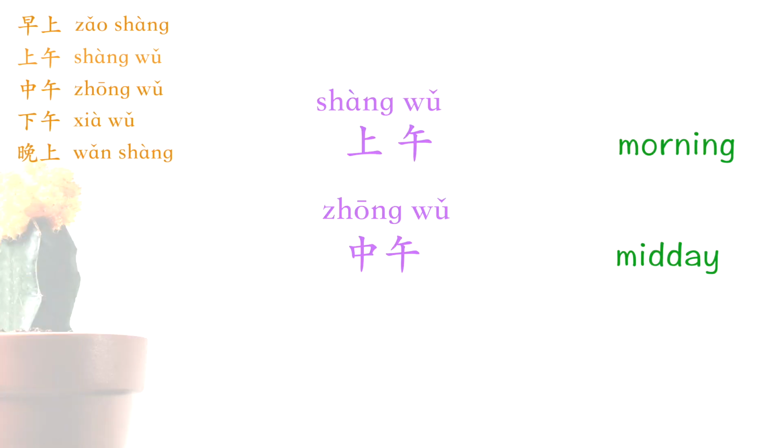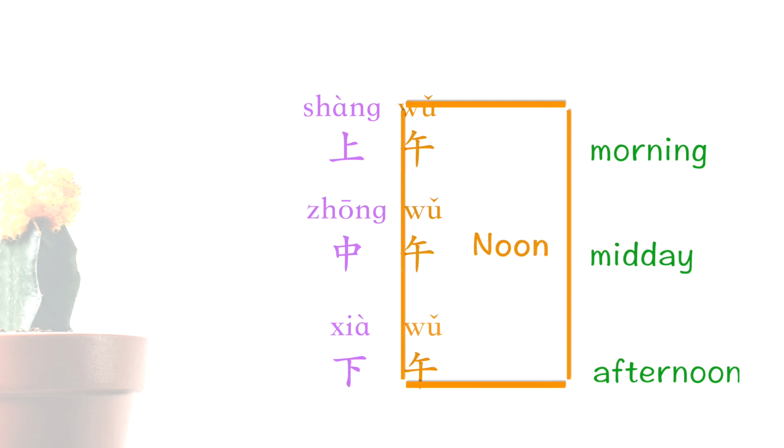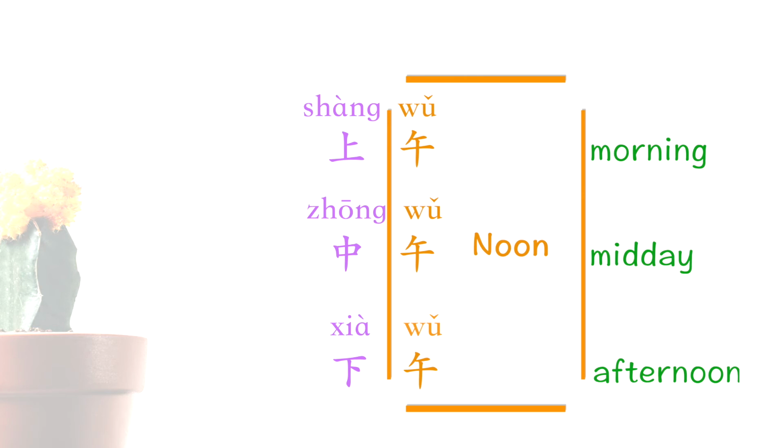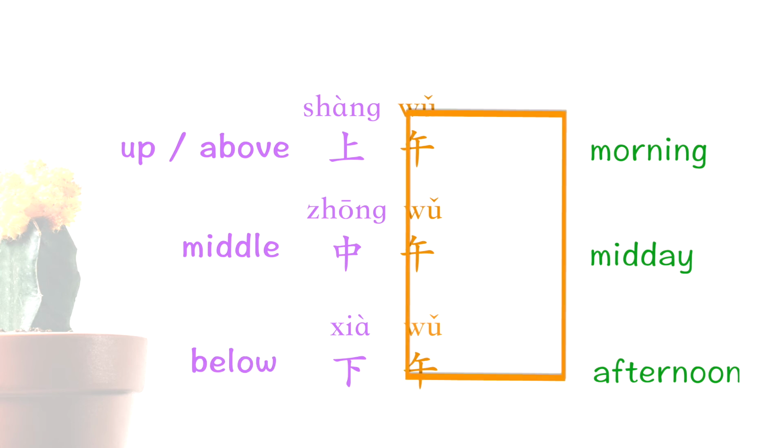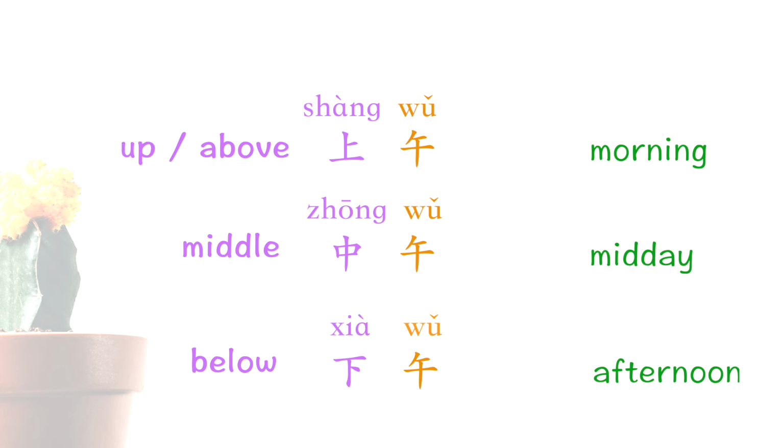上午, 中午, 下午. 午 indicates noon. 上, 中, 下 each means above, middle, and below. 上午 above noon. The time before noon is roughly from 9 AM to 12 PM.